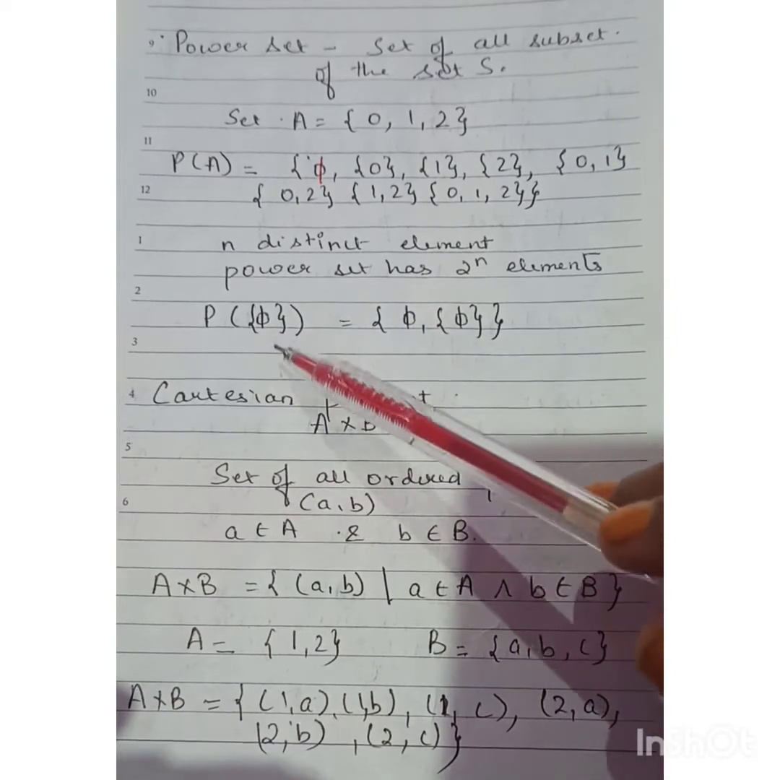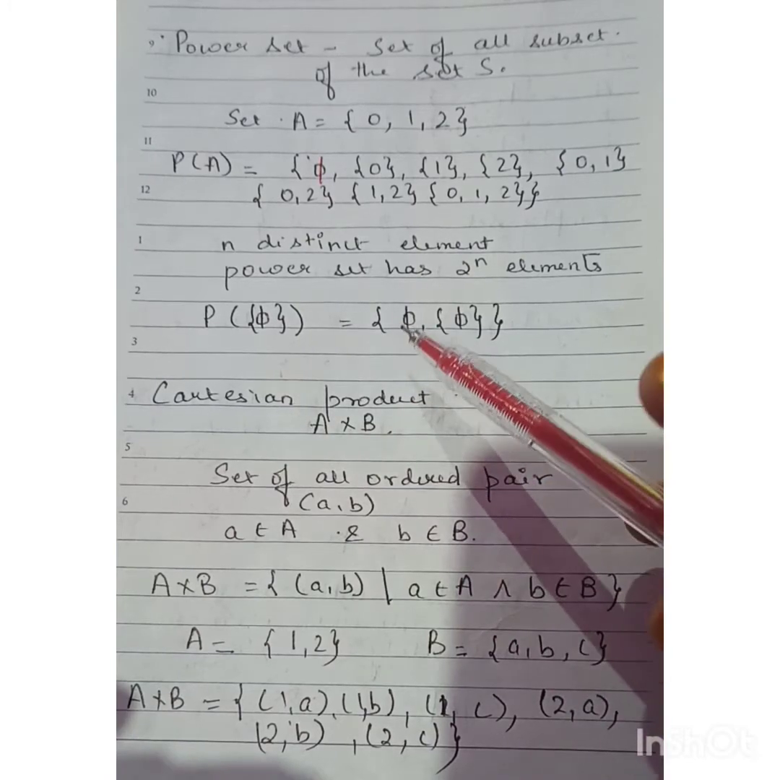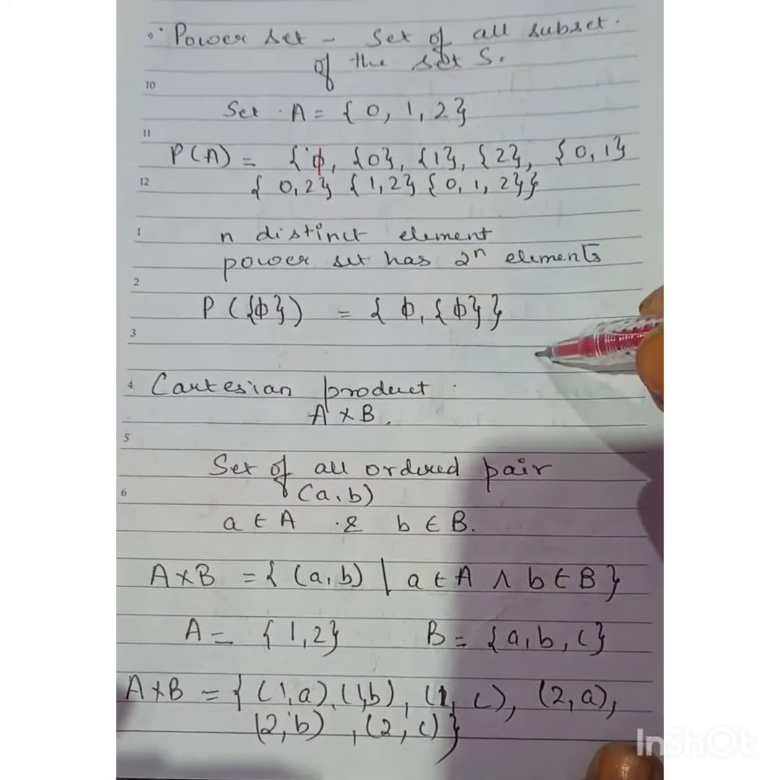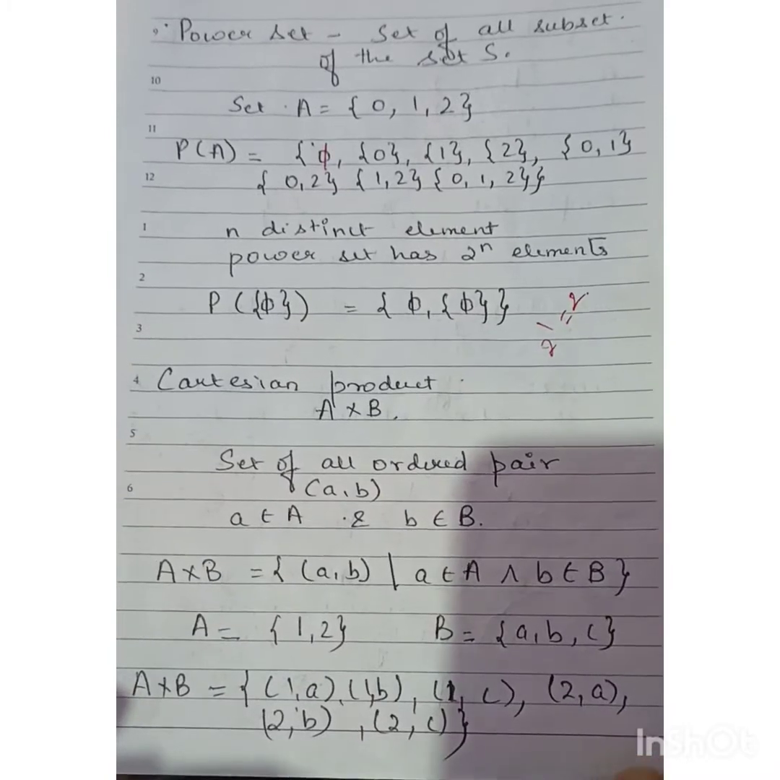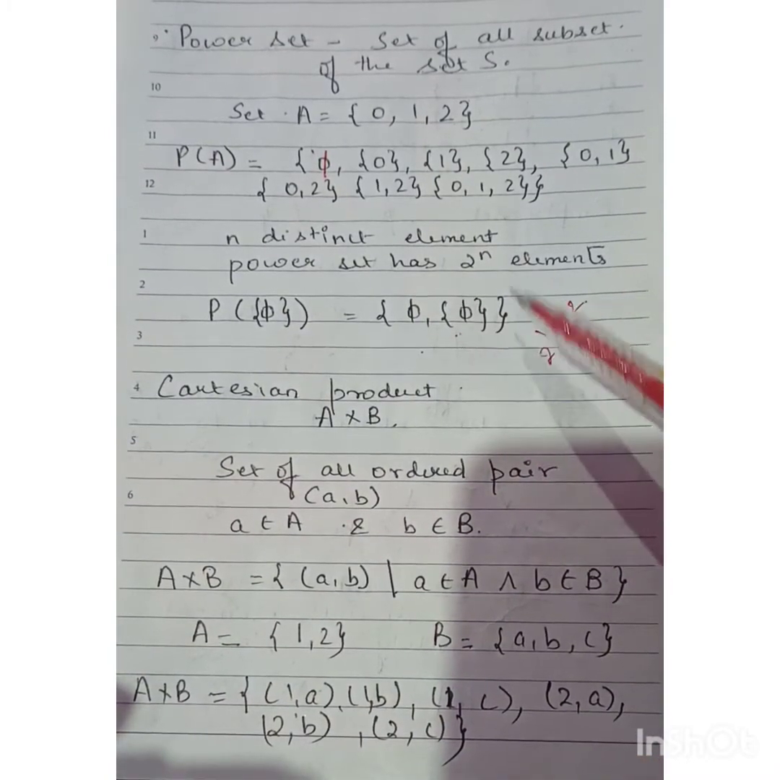The power set of the set {5}: we have one element, that is 5, so we will have 2 power 1. We have 2 power 1, so we have 2 elements in our power set. It is {5}, and then we have the null set also.